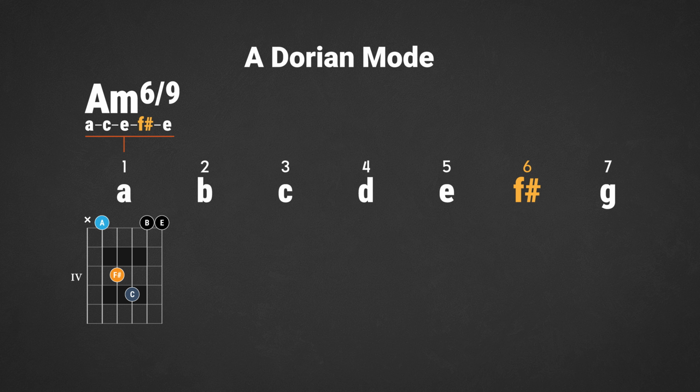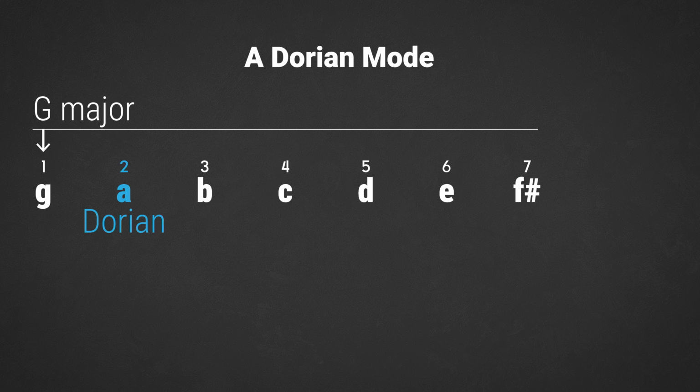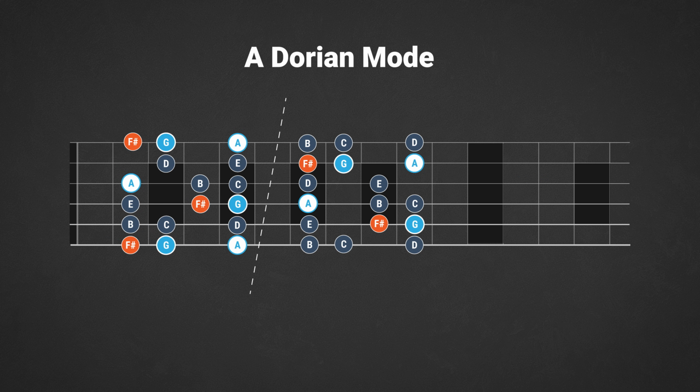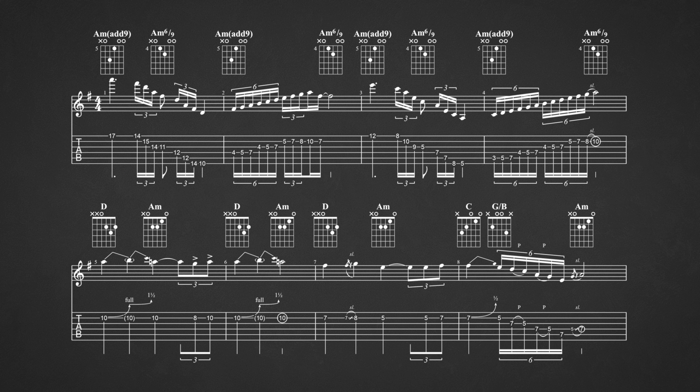The first example is in A Dorian. I use the minor 6-9 chord that contains the major 6th F sharp to establish that Dorian sound. A Dorian is the second mode of G major, and therefore we can use G major scale patterns, while keeping an eye on the tonic A and the modal trigger note F sharp. For the improvisation, I used, besides the G major scale patterns, the D major triad arpeggio that contains the modal trigger note F sharp.